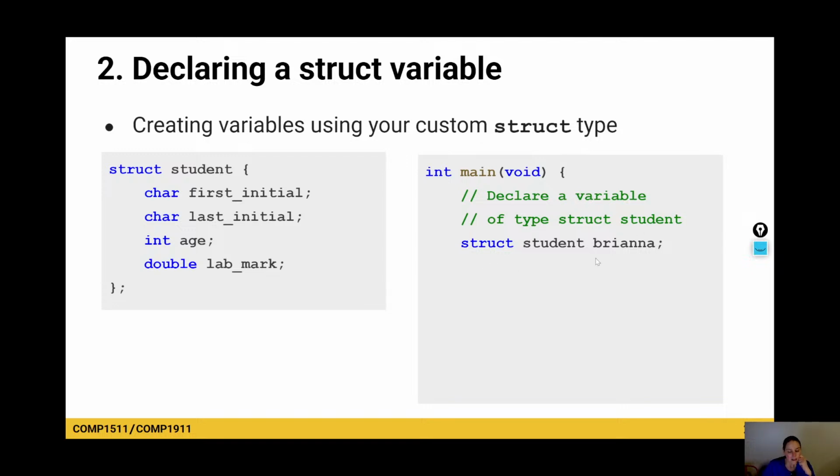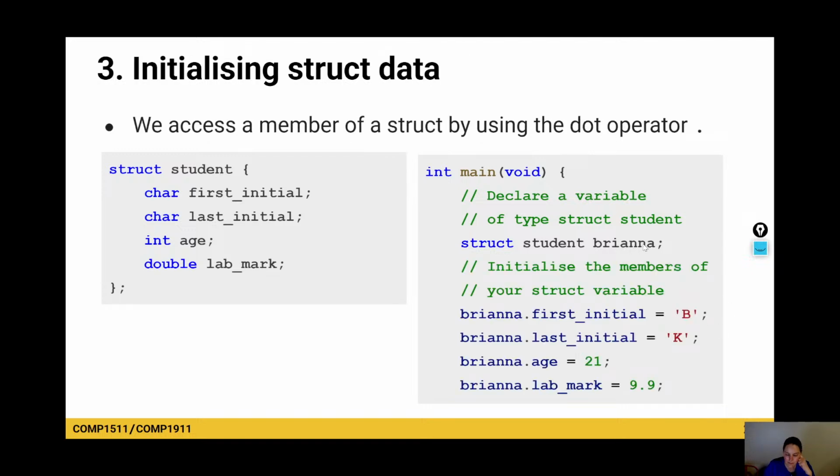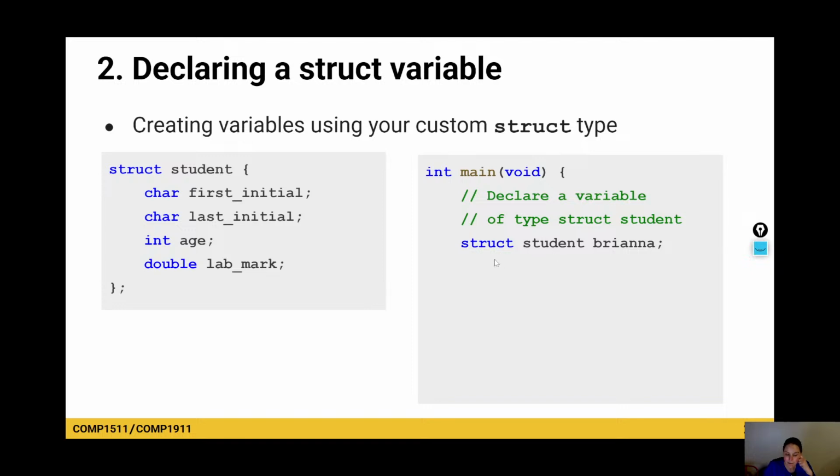Then in the main, doing this line here declares a variable of type struct student. The name of the variable in this case is Brianna. That's the variable name. The actual type is struct student. So just like when we're declaring a variable, we'd have the type int, and then we might give it a name x. Here the type is struct student, and the variable name is Brianna. And it's this point here where we get the chunk of memory.